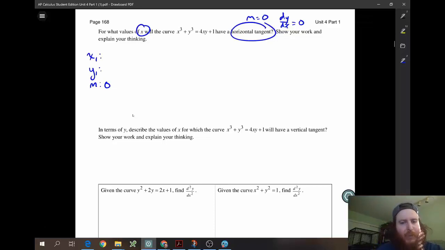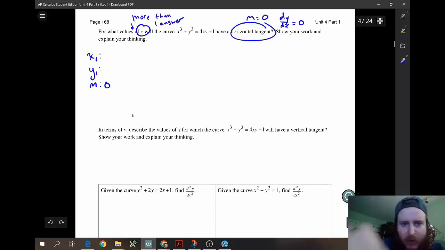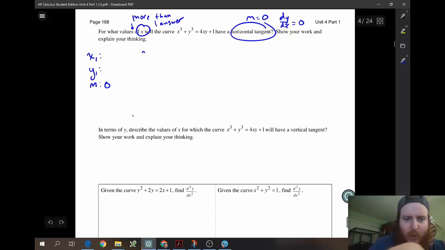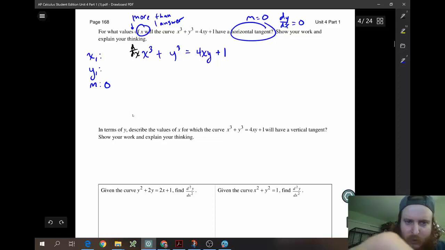But because it's implicit, for implicit, right, it says values, we're going to have more than one answer. Right, because it was implicit, it wasn't a function, so that's okay. So, we're going to have x cubed plus y cubed equals 4xy plus 1, and I'm going to just rewrite this. And then I'm going to write in that we're taking the derivative with respect to x of each term.